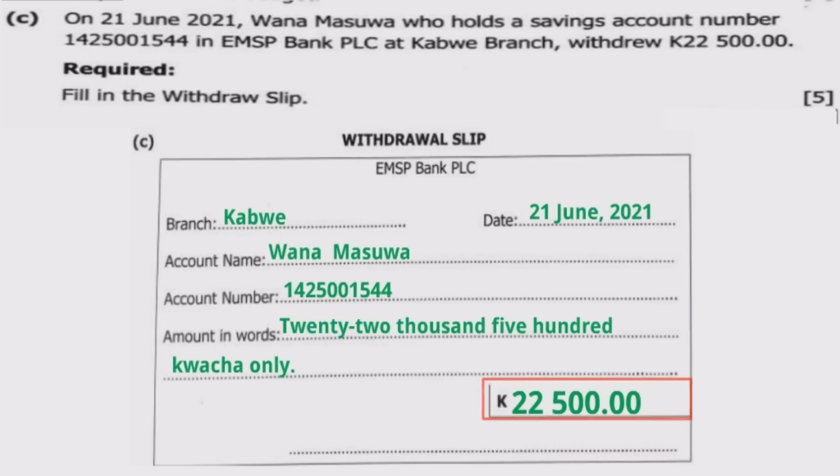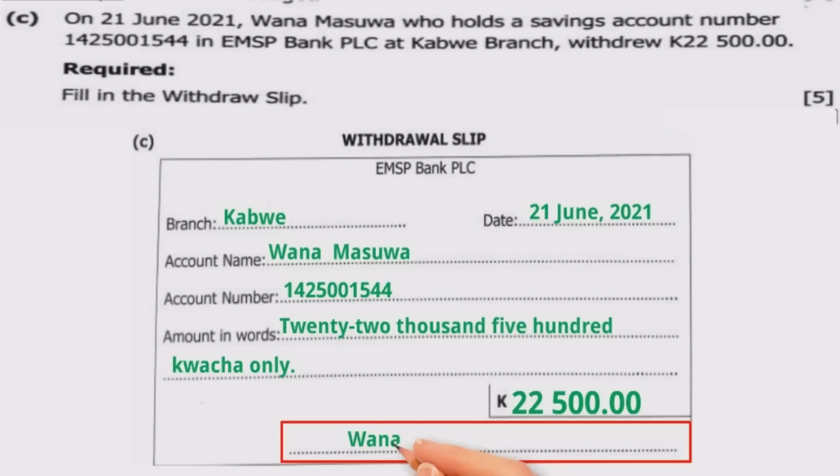Down here, where there is a dash, you write the name. But if you're in the bank and you're the one withdrawing, you can even put a signature there. So you write your name there to say Wana Masua. Like that, we have filled in the withdrawal slip very well. Once you are done filling in the withdrawal slip, it should look like this.